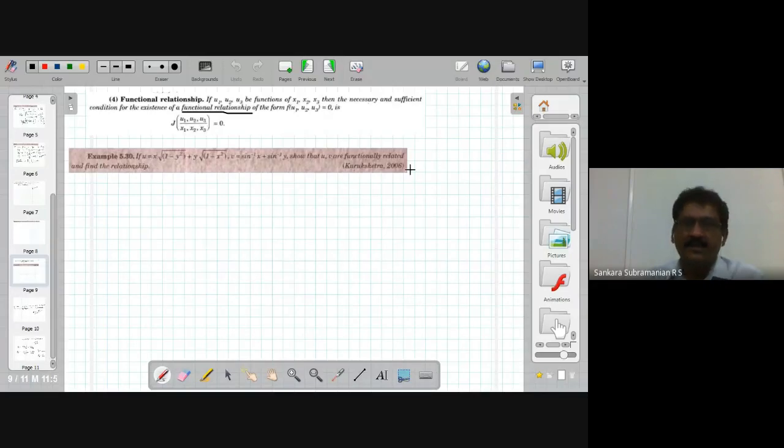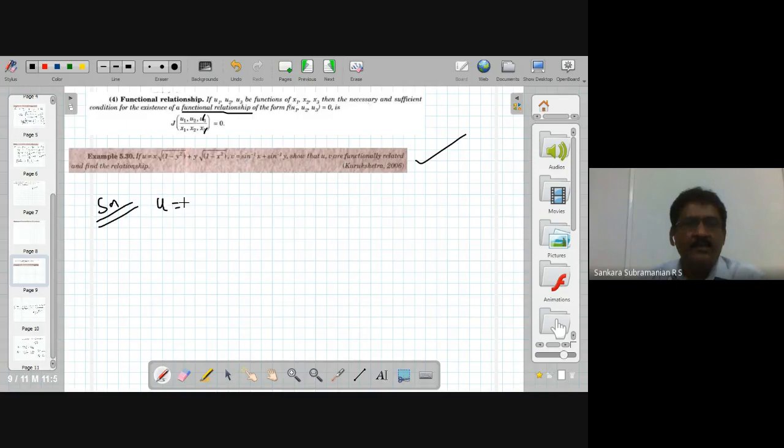Please, in the other examples, it will be asked for university, right? If U is this and V is this, show that U and V are functionally related and find the relationship. So that is the question. So we have seen for 3 variables. Now we can cut 1 variable. Right?